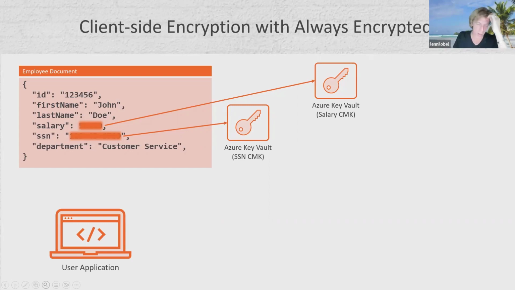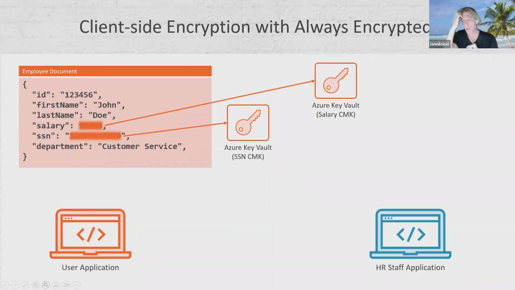Now, an ordinary user application would have access to neither key vault, and therefore would not be able to access the salary or social property. But let's say I've got two other applications. Let's say the staff application. The staff application should be able to access the salary, or it simply can't function. But the staff application should not have access to the social security number.